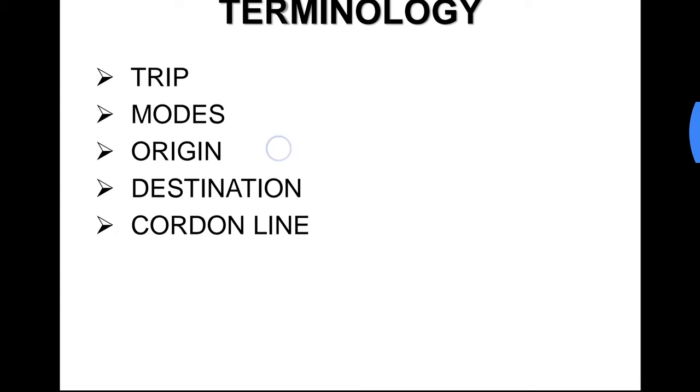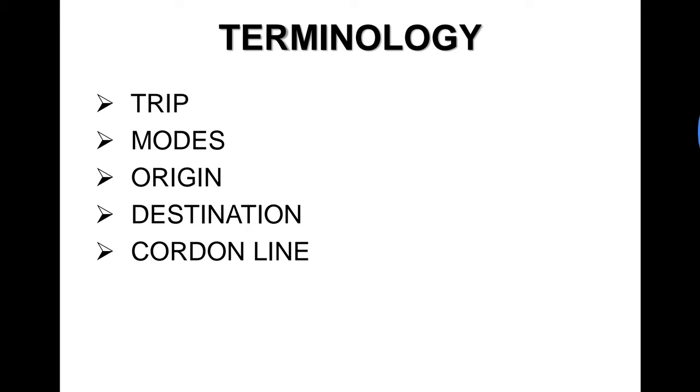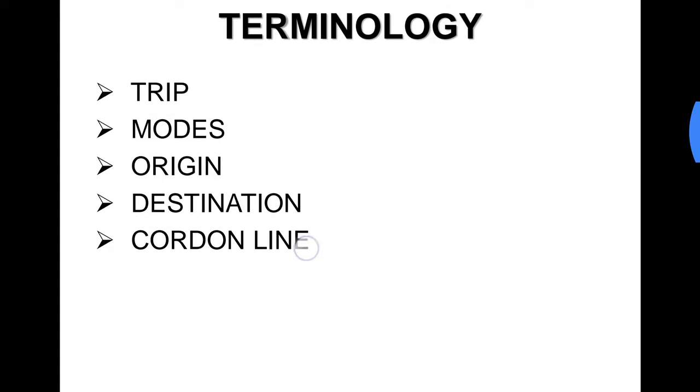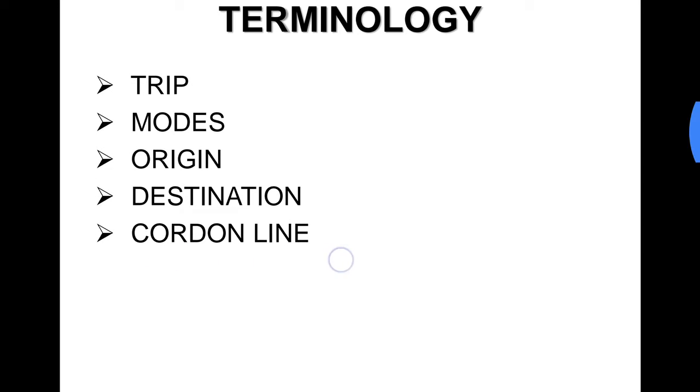Next is origin. Origin is the point of starting of a trip. It is the point from where the trip begins, and destination is the point at which the trip ends. It's the end point of the trip. Next is cordon line. Cordon line is nothing but the boundary of the study area. There is an area that we consider for traffic study, so the boundary line of that study area we'll call the cordon line.